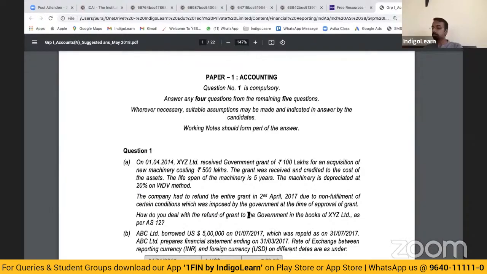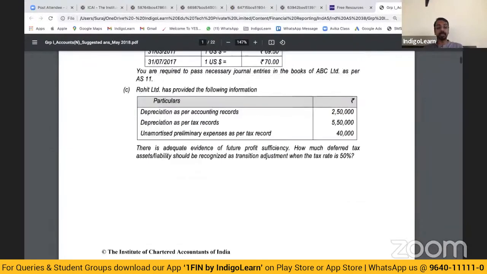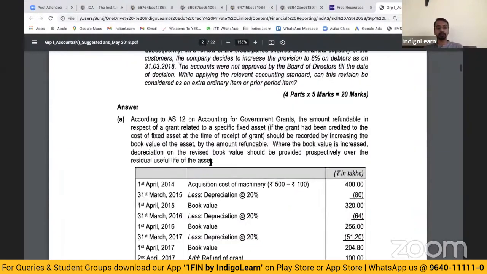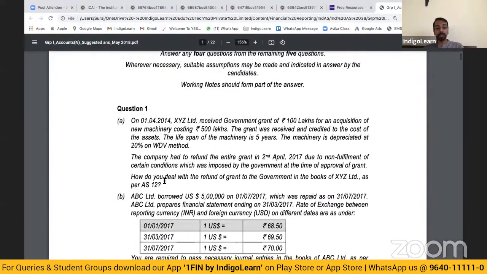How would you deal with the refund of the grant? Now, in these kinds of questions, what you need to do is first explain the theory, because the question says, how do you deal?